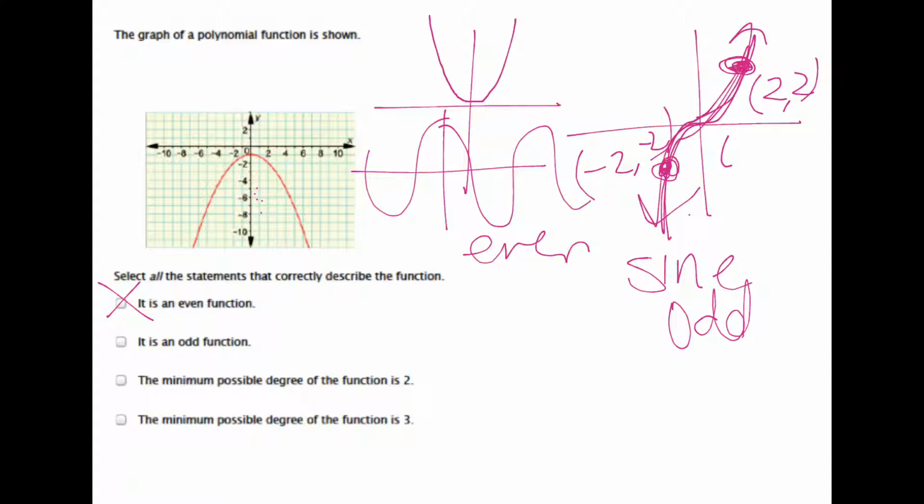The minimum possible degree is asking, is this an x squared or an x cubed, and what's the minimum? Well, it has to at least be 2 degrees, because there's one turning point. This has to at least be a quadratic, so the minimum is 2.